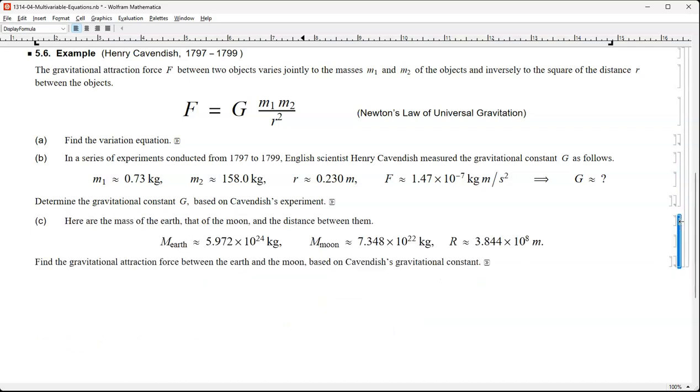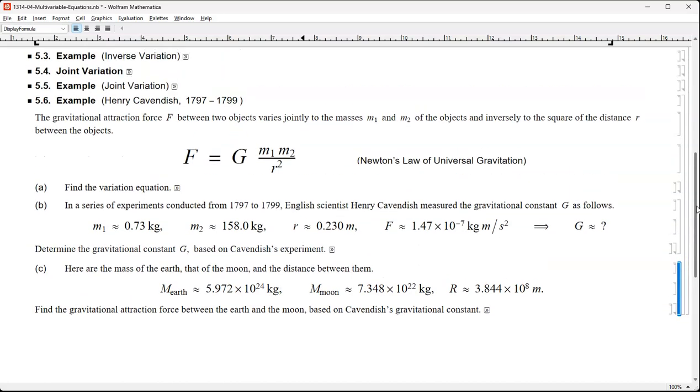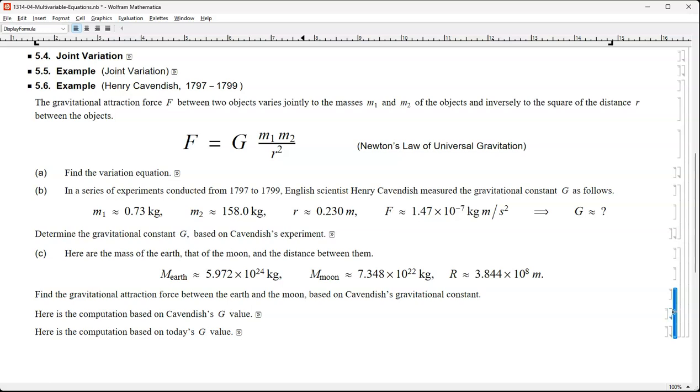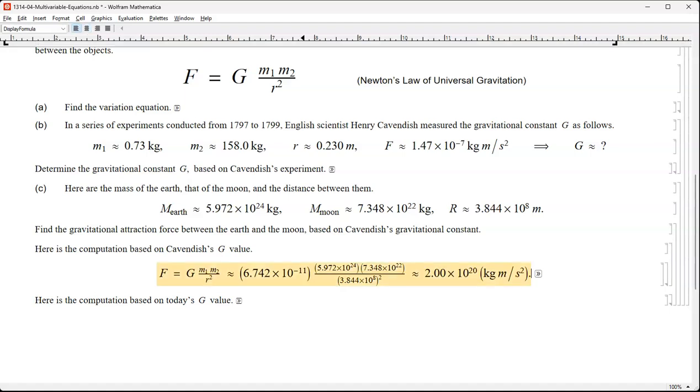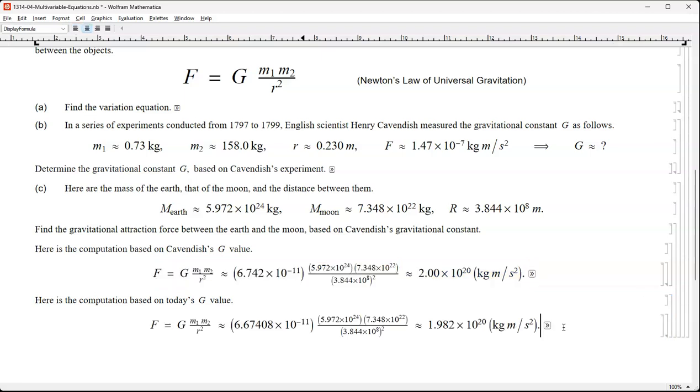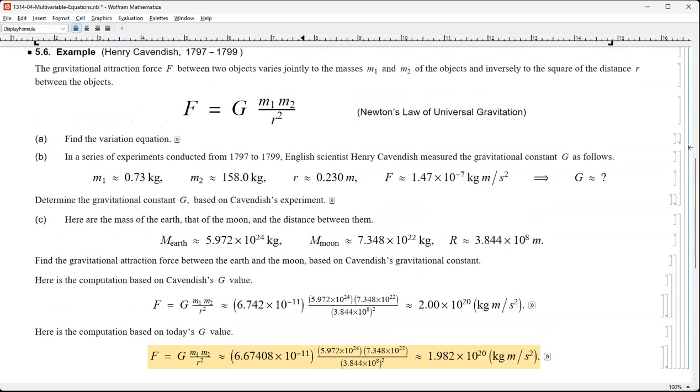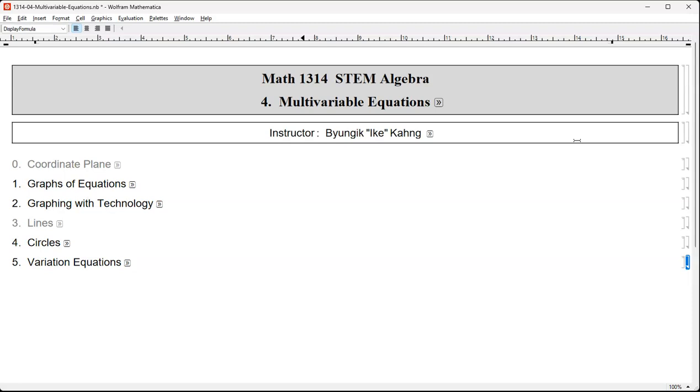And even further, here are the mass of the Earth, the mass of the Moon, and the distance between Earth and Moon, and we use those to figure out the gravitational force between Earth and Moon. Do your computation. If you do it right, this is what you're going to get based upon Henry Cavendish's data, and compare that with today's figure. Again, amazingly accurate. Well, details are left to the students. Pretty hard, but it's going to be worth your time.